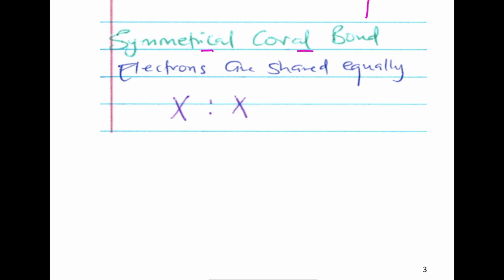Symmetrical covalent bond. These are bonds where the electrons are equally shared. So if the two atoms are close in electronegativity, then the electrons will be equally shared. Or if the two atoms are equivalent, so for example, hydrogen or oxygen, you have the electrons equally shared between the atoms. So in this case, we're using X and X. That would be a symmetrical covalent bond.